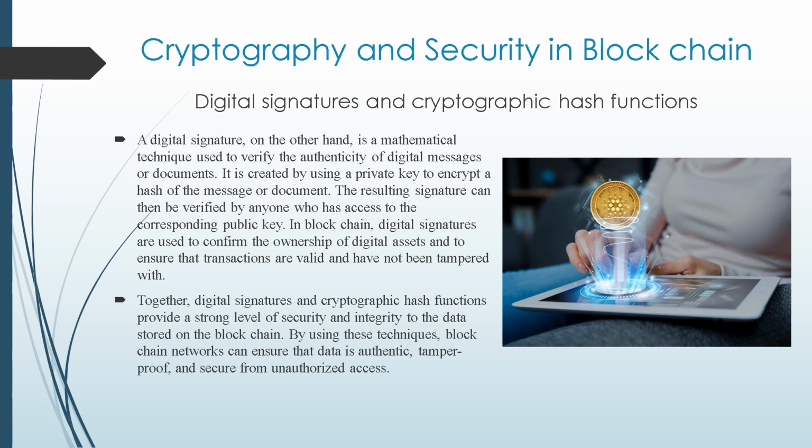Digital signatures are used to confirm the ownership of digital assets and to ensure that transactions are valid and have not been tampered with. Together, digital signatures and cryptographic hash functions provide a strong level of security and integrity to the data stored on the blockchain. By using these techniques, blockchain networks can ensure that data is authentic, tamper-proof, and secure from unauthorized access.